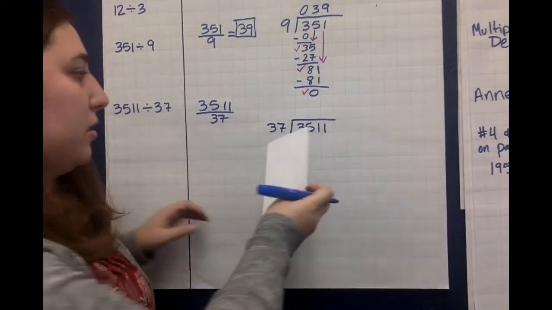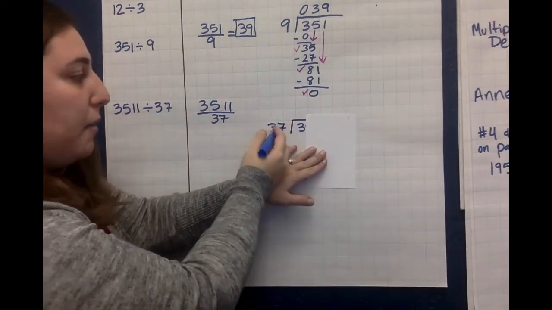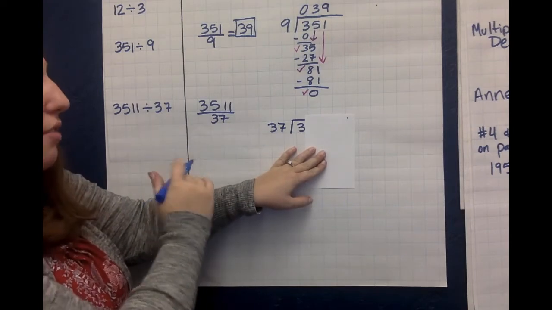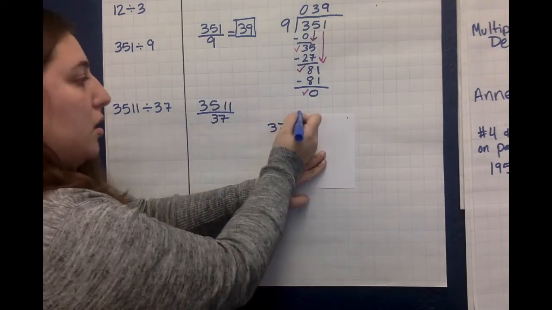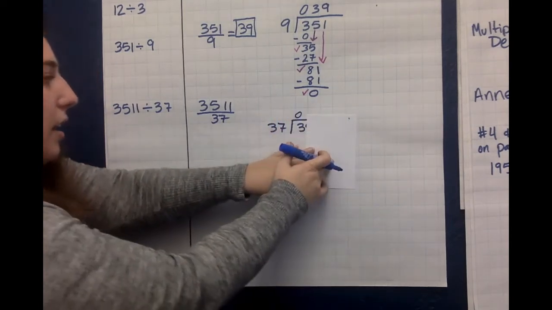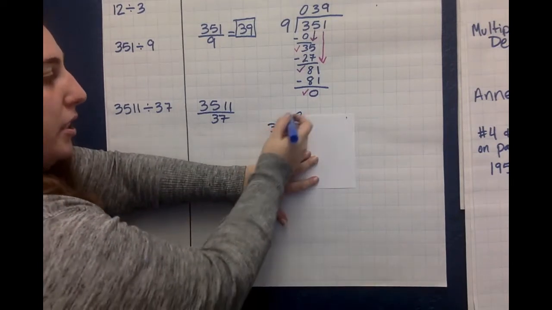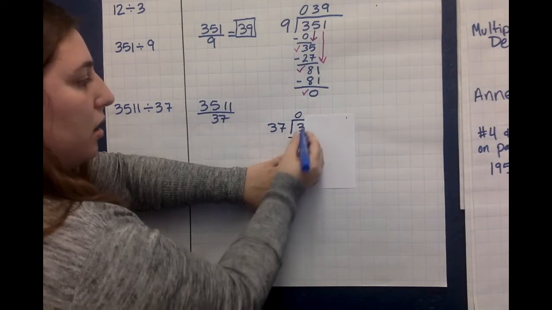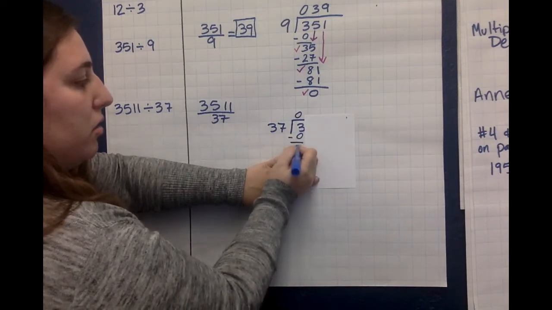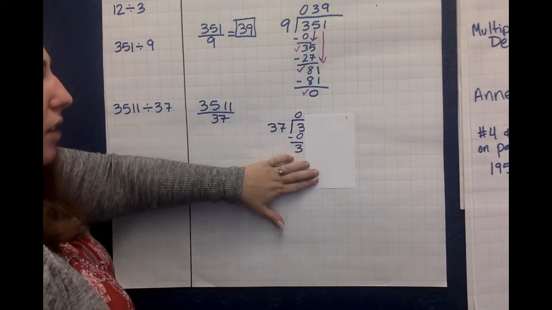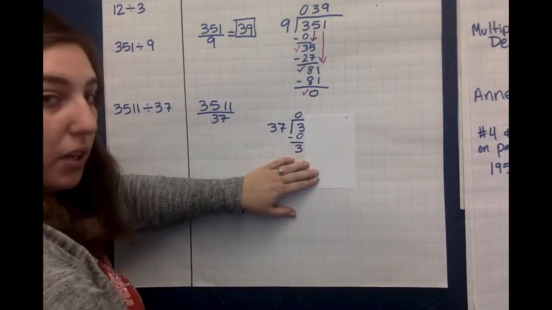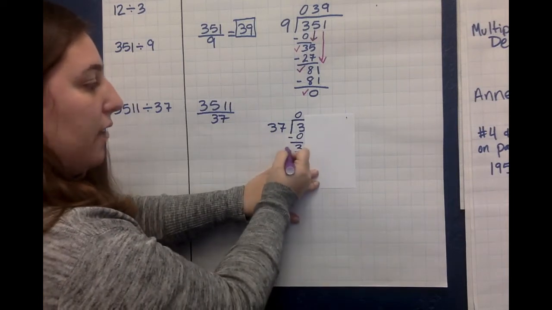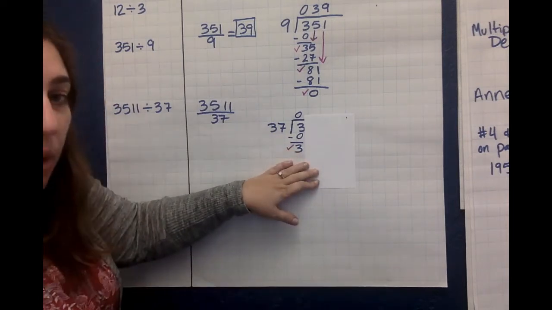Okay, so how many times does 37 go into 3? 37 goes into 3 0 times. So I'm going to put a 0 here, okay? Now I'm going to multiply. 37 times 0 is 0. I'm going to subtract. 3 minus 0 is just 3. Okay, now I'm going to check. Don't forget to do this check. It'll help you. 3 is less than 37, so I'm going to put a check mark.